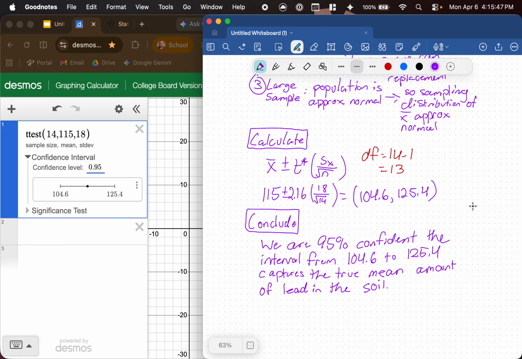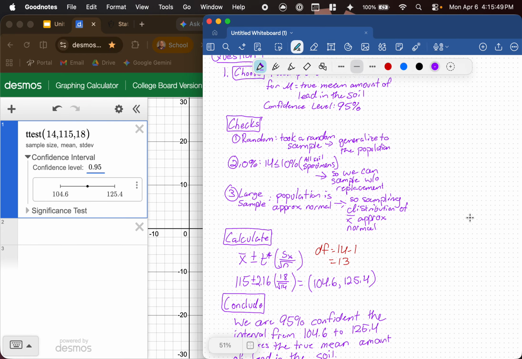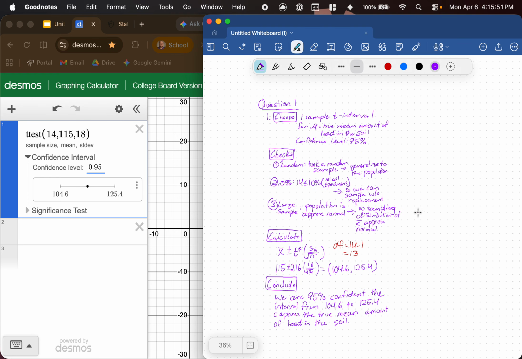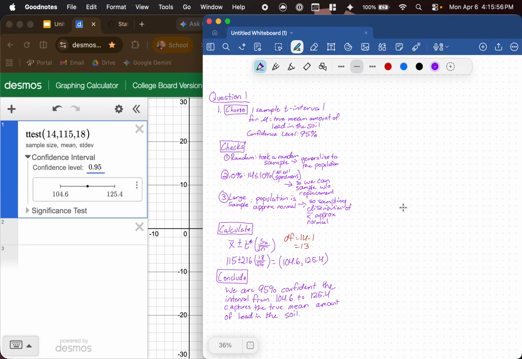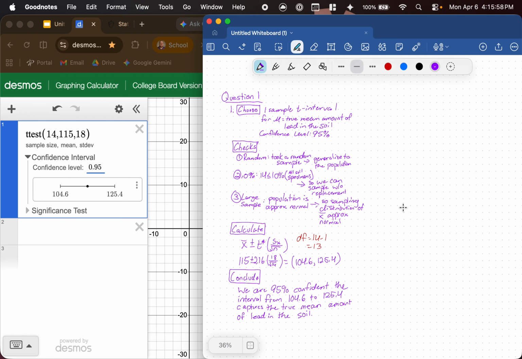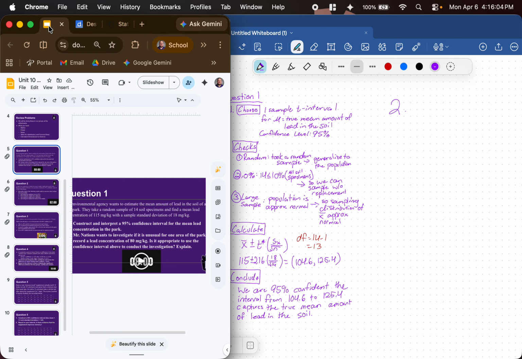So I'm going to zoom out just for a minute. We see, yes, there is a decent amount of work involved in order to do question 1. And this is just the first part because we also have part 2 of that. And we'll go back and look. Part 2 asks us, I want to investigate if it's unusual for one area of the park to record a lead concentration of 80. Is it appropriate to use the confidence interval to conduct the investigation?